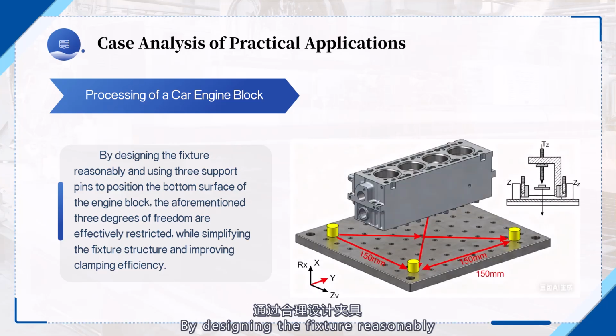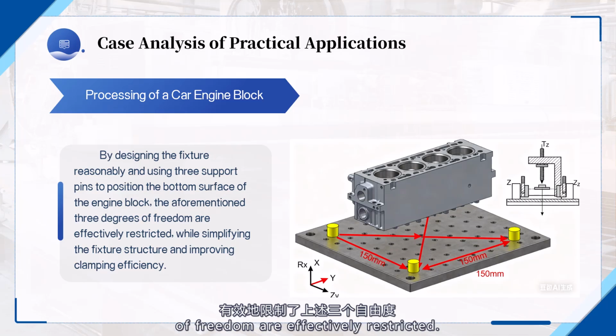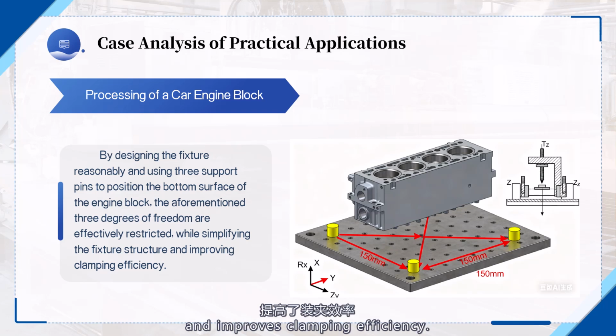By designing the fixture reasonably and using 3 support pins to position the bottom surface of the block, the aforementioned 3 degrees of freedom are effectively restricted. This approach simplifies the structure of the fixture and improves clamping efficiency.